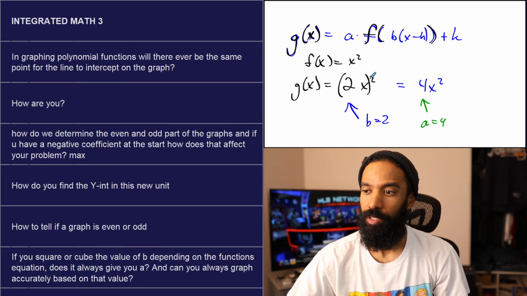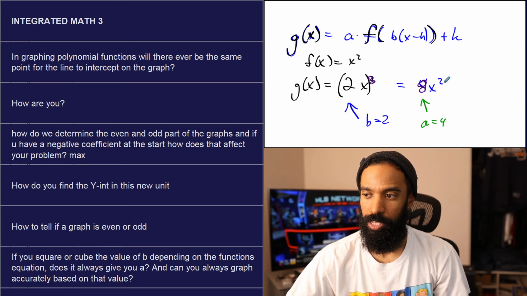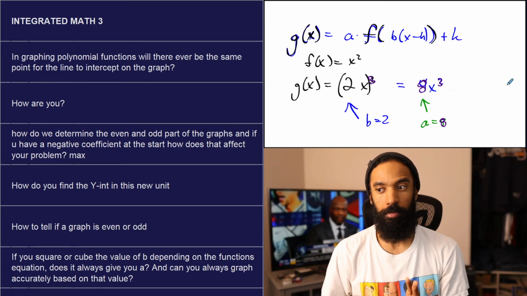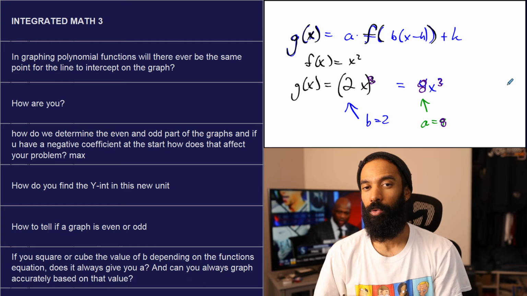If this was cubed, you would cube the 2, and this would turn into 8x cubed like that. Suddenly a is 8, but the same things still apply. These are actually the same graph there.